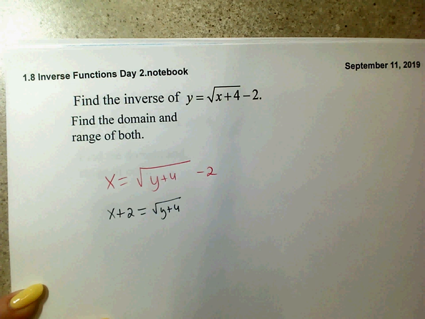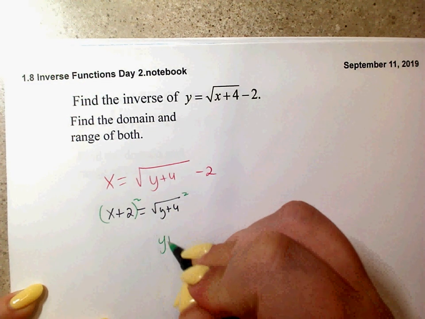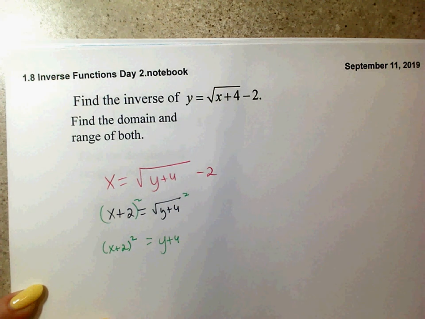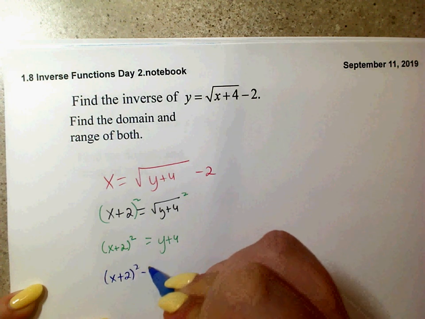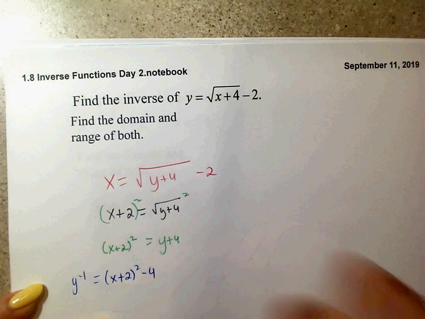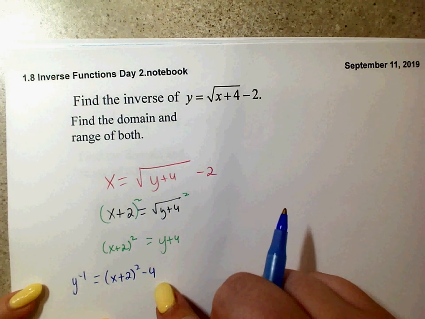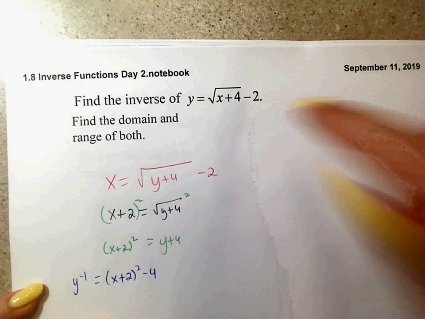I'm going to square both sides. So y plus 4 equals (x plus 2) quantity squared, which we're going to leave like that. And then we're going to subtract 4. So (x plus 2) quantity squared, subtract 4 equals y inverse. If you stopped right there, you would be only partially correct. This is not the inverse. This is a full quadratic, but we only started with a square root.